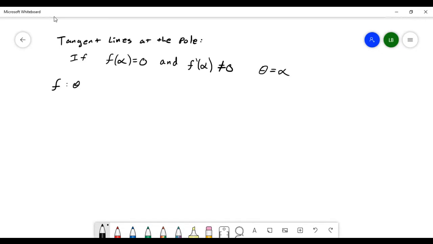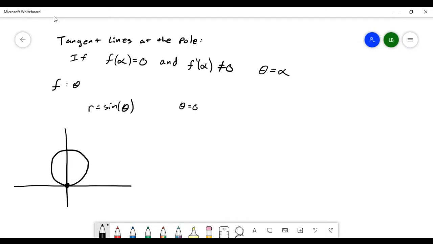Let me try and come up with an example really quick. Let's say r equals sine of theta. If we graph this, it's just a circle along pi over 2. And you can see when we plug in the angle theta equal to 0, well then the sine of 0 is equal to 0. But the first derivative is cosine of theta, and cosine of 0 is equal to 1.